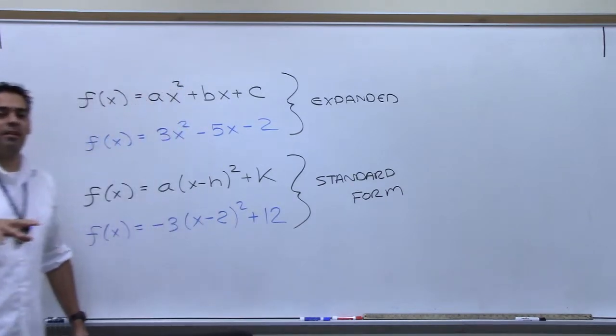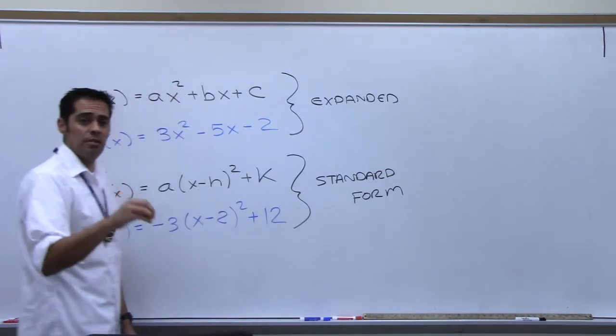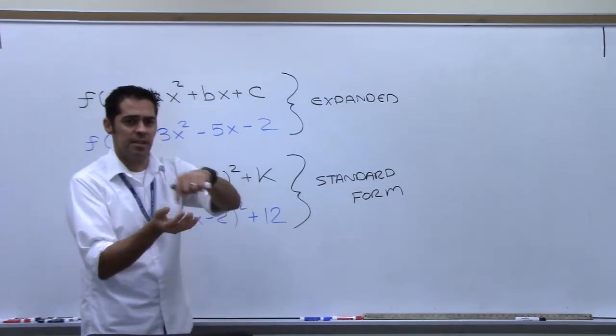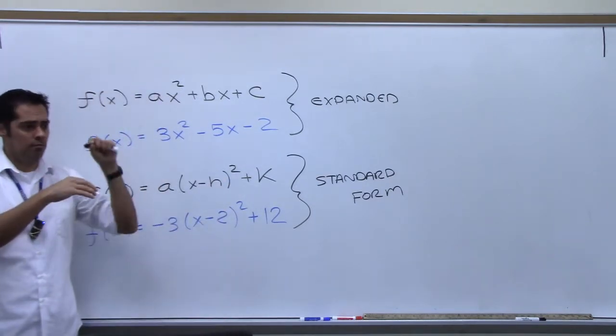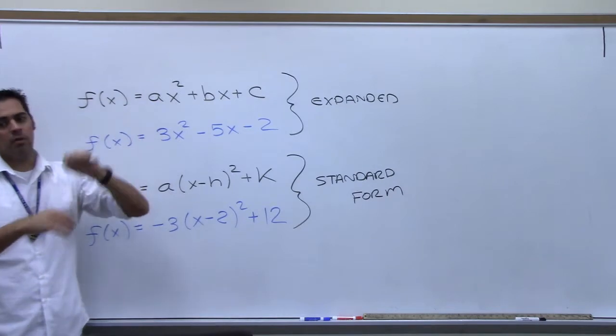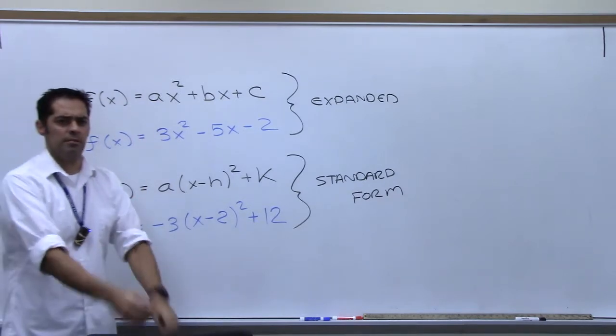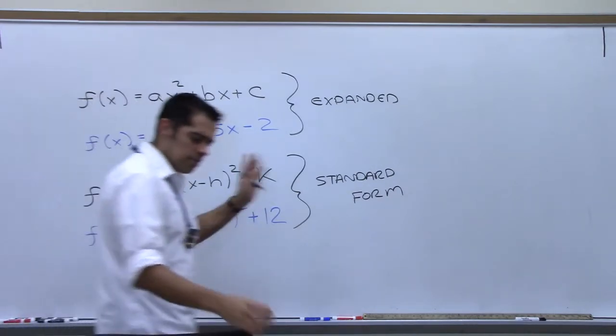What we're going to do in here is we're going to say for every quadratic function, here are the things we want to graph. So for every graph that we draw, we're looking for the same thing on every one of them. I don't know if that makes sense. Okay, so those are the two forms.